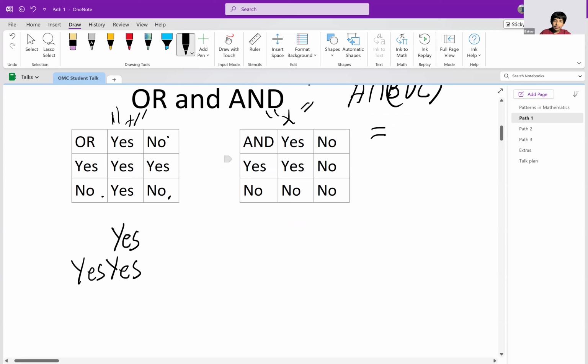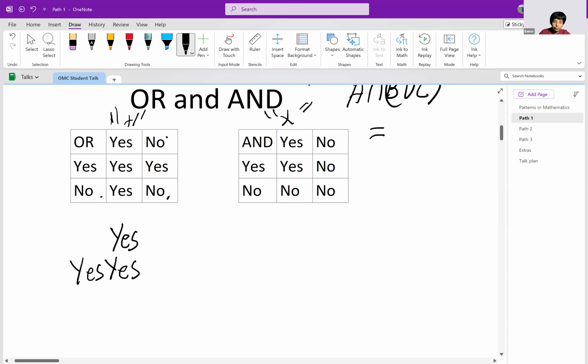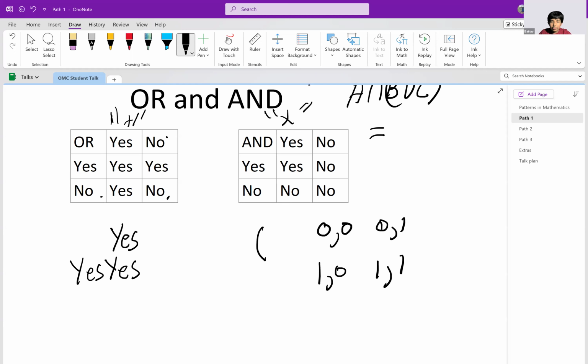So if we look at it for several things, we can have some yeses and no's. So we have four things. If we just call the yeses as ones and the no's as zeros, we have 0,0; 0,1; 1,0; and 1,1. And then OR is just 0,0 with any of these. We just do the bitwise OR.